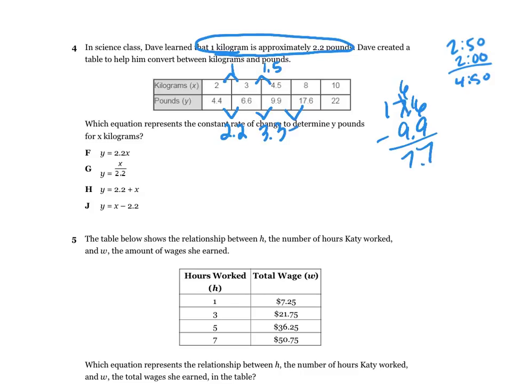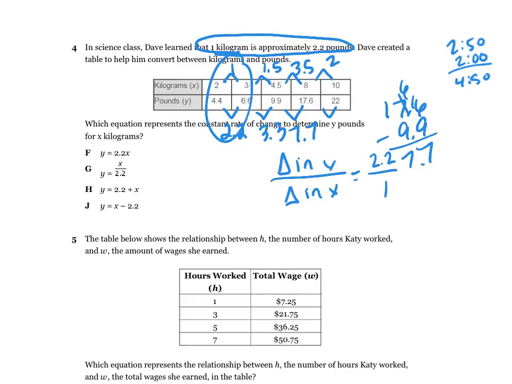Yeah, 7.7. And this is 3.5. So it's changing differently on top. That's okay, because it still should be change in y over change in x, and it should simplify to the same form. So change in y over change in x. I really want the 1. I could do all of them, but I really want the 1. So it is 2.2 over 1.